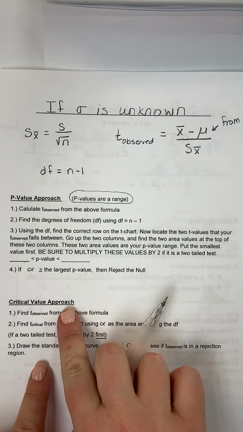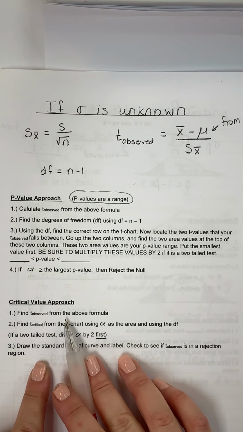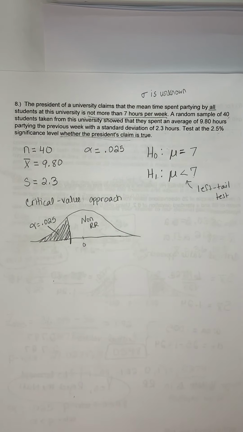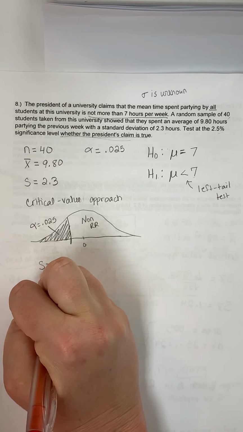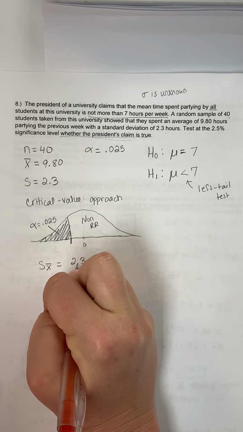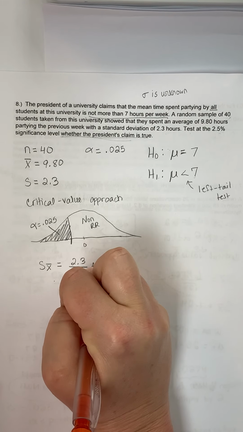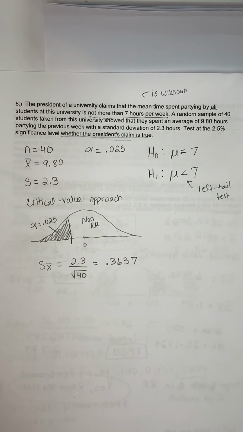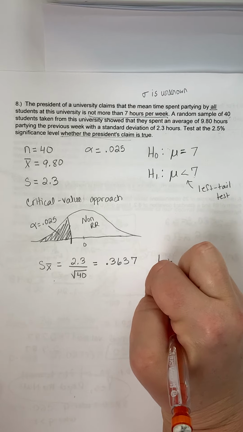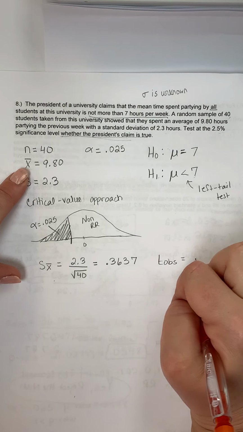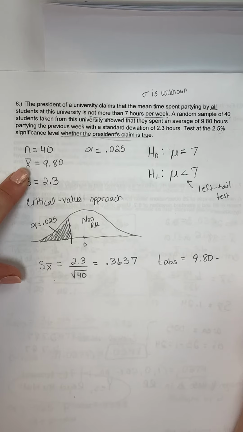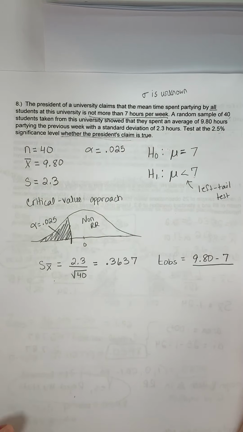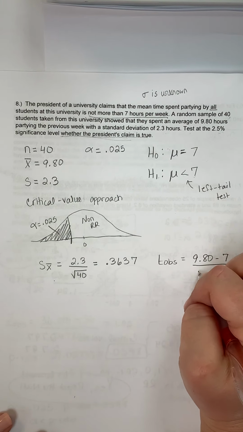All right. So now we're going to hit our little reference sheet here. Okay. Critical value approach, we want to find T observed from these formulas. All right, here we go. First thing we're going to do, S of x bar. That's going to be S divided by square root of n. We're going to go out 4 decimal places, 0.3637. Then we're going to get a T observed. That's going to be x bar minus mu. Remember, mu is your null. Okay, divided by S of x bar.